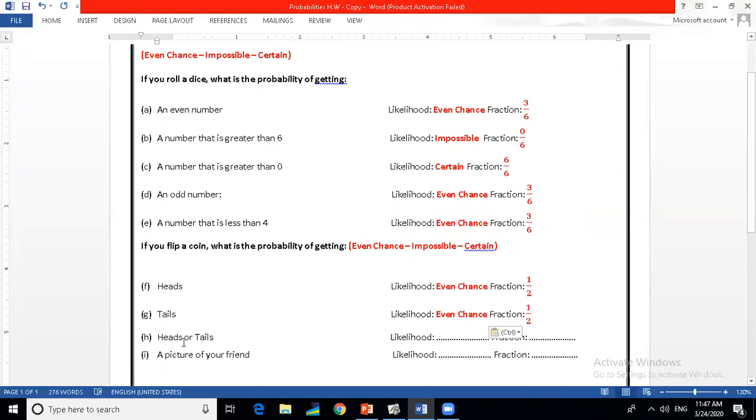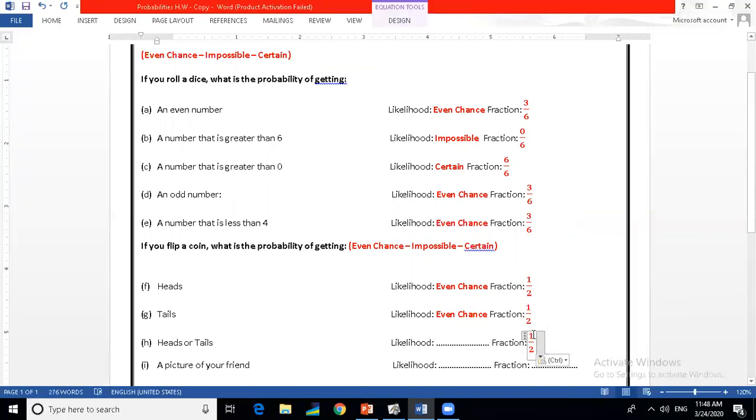If I say heads or tails, all right, if you toss a coin, it's definitely going to be heads or tails. There is no other option. There are no other options at all there. It's either going to be heads or tails. So it is 2 out of 2, which is certain. So the fraction is going to be 2 out of 2, and the likelihood is going to be certain.